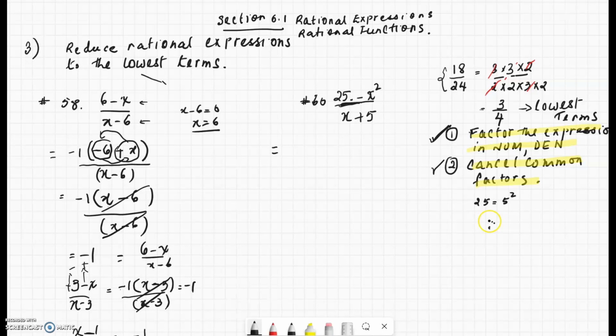25 is 5 squared, and what you have is 5 squared minus x squared. So this is a difference of squares. A squared minus b squared is a plus b times a minus b. If you see the expression as a difference of squares, then write it as a squared minus b squared, and that is 5 plus x times 5 minus x. So let's write this down.